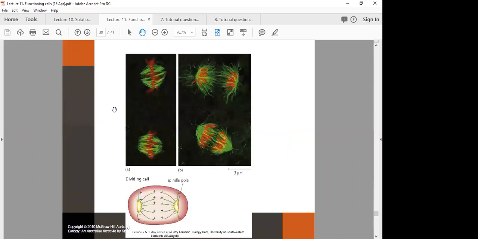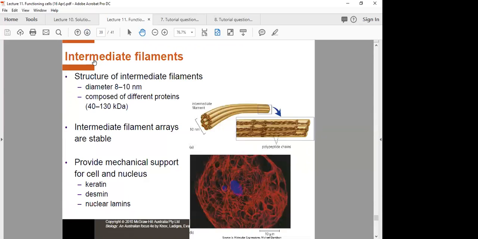Microtubules also play a very important role in cell division. We can see here in green, they're actually forming a structure called the mitotic spindle. And without this structure, cells cannot divide. In red, we can see the actual chromosomes, which are being attached to the microtubules before the cell divides into two cells. And finally, intermediate filaments, the third major element of the cytoskeleton.